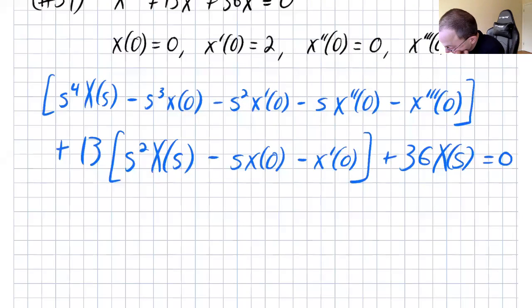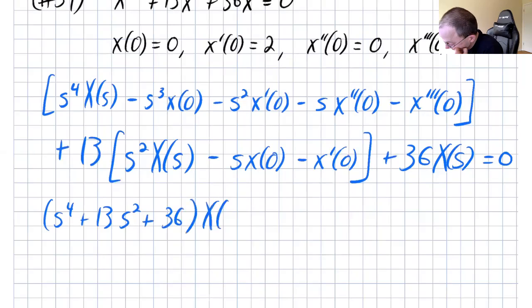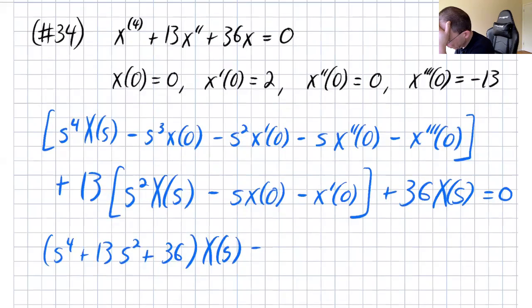Okay, so let's combine these terms together. So we have s to the 4th plus 13 s squared plus 36 times X of s. And then let's see what we have here. So some of these terms are going to go away. Maybe I will indicate that to make it a little bit easier. So this term is 0. This term here is 0. This is 0. So that goes away. And then what are we left with?